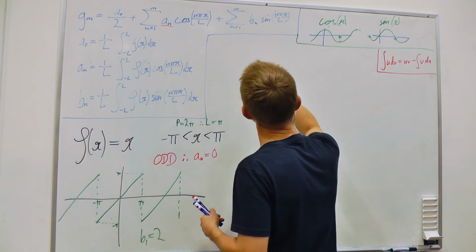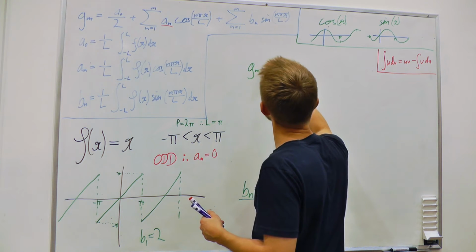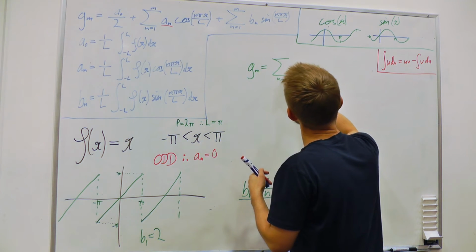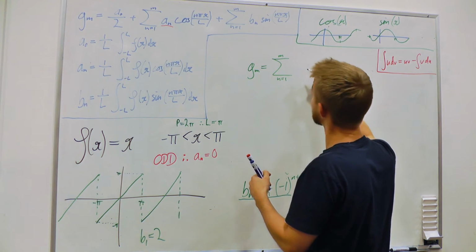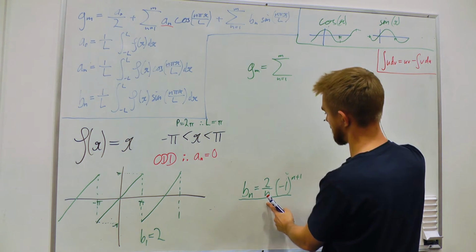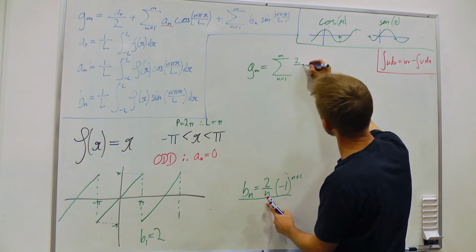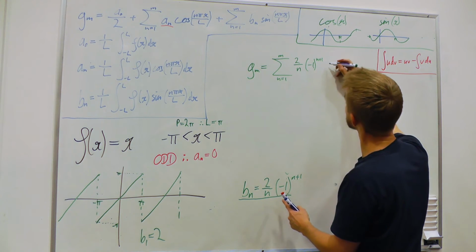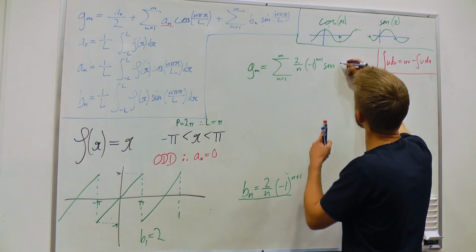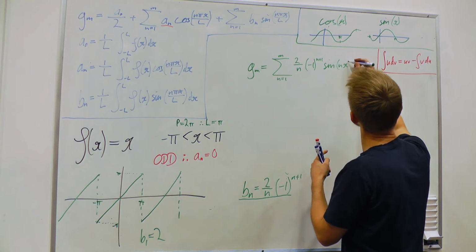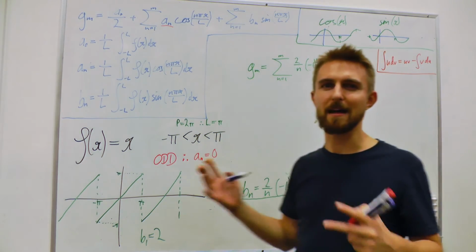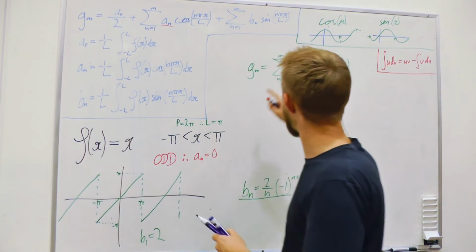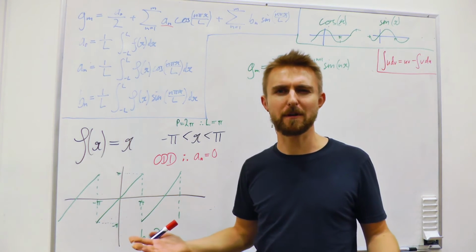So we can say that our approximation, GM, is going to equal the sum from n equals 1 to m of, we've got our bn here, 2 over n, minus 1 to the power of n plus 1, sine nx. And that's it. That's the whole thing. Now, what on earth is that going to look like? Well, all it is is adding up lots of sines of different frequency.